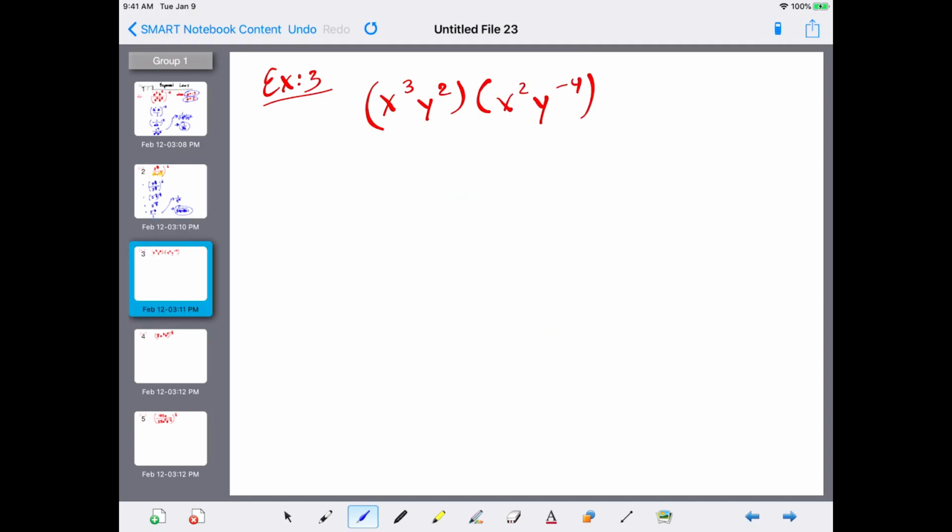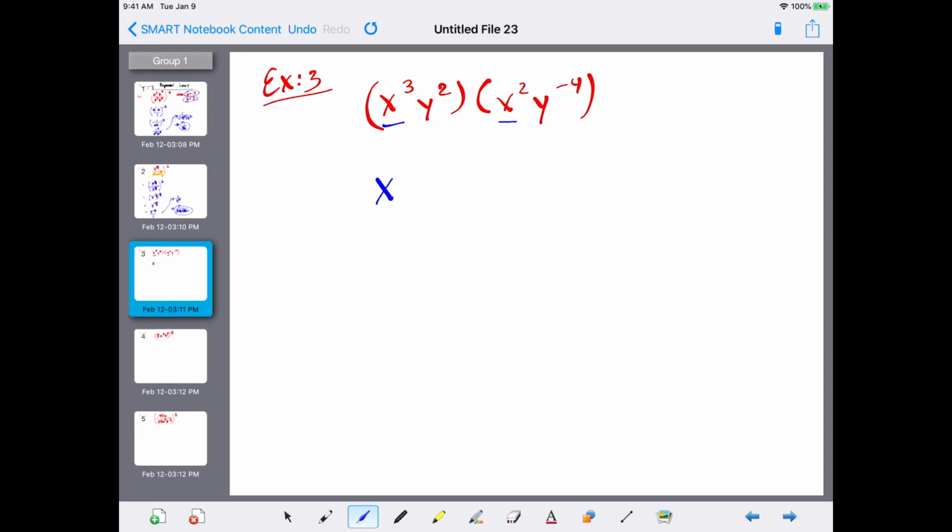Example number 3. This is a very common type of question that you'll see. We have an x and a y, so we have two variables. What you want to do is focus on the bases that are the same first. So we're going to focus on the x's. Because we're multiplying, we have x cubed y squared multiplied by x squared y to the negative 4, we're going to apply the exponent law that when we multiply with the same bases, we add the exponents.